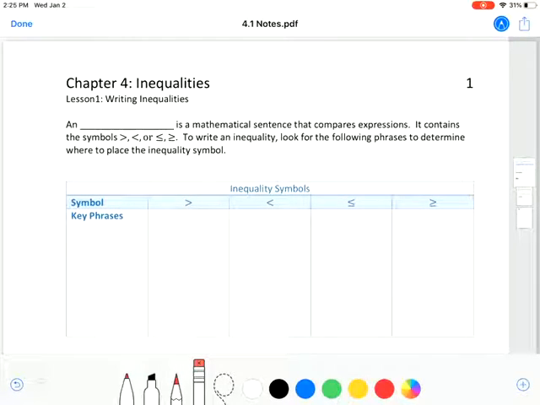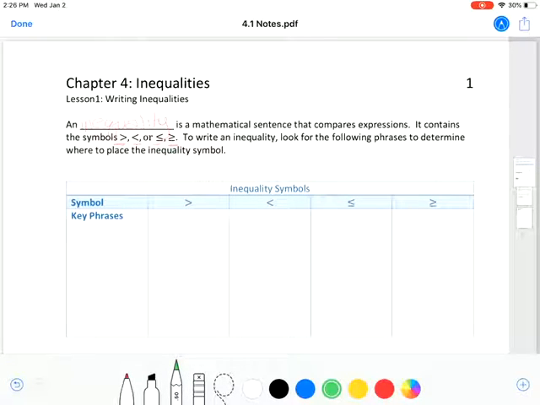An inequality is a mathematical sentence that compares expressions. And like I said, it contains symbols. So these are the 4 inequality symbols that you will see. And to write an inequality, we have to identify certain key phrases that tell us which inequality symbol we're going to be using. So there are 4 symbols.